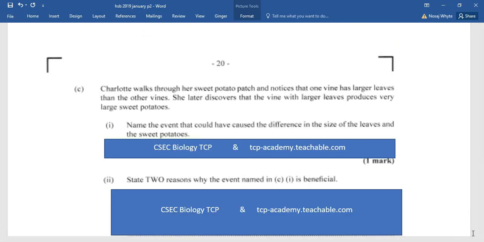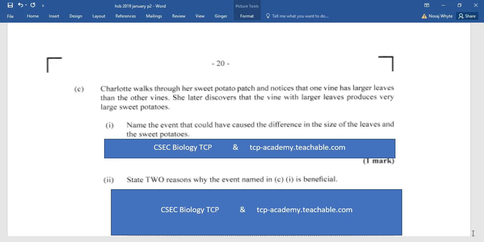Alright, here Charlotte walked through her sweet potato patch and notices that one vine has larger leaves than the other vine. She later discovers that this vine with larger leaves produces very large sweet potato. Now name the event that could have caused the difference in the size of a leaf and the sweet potato.